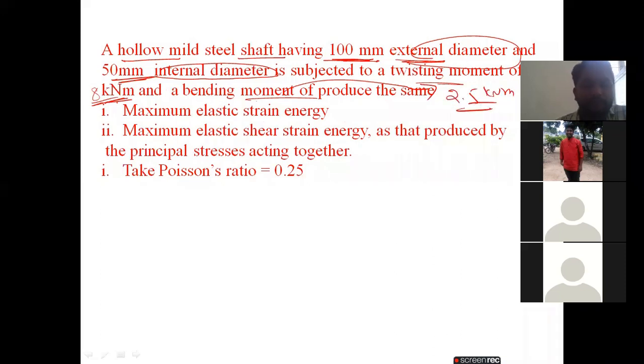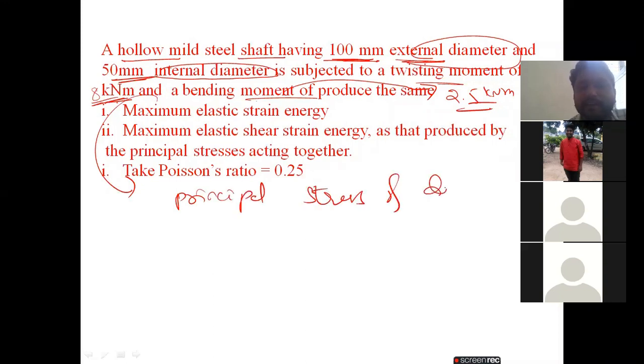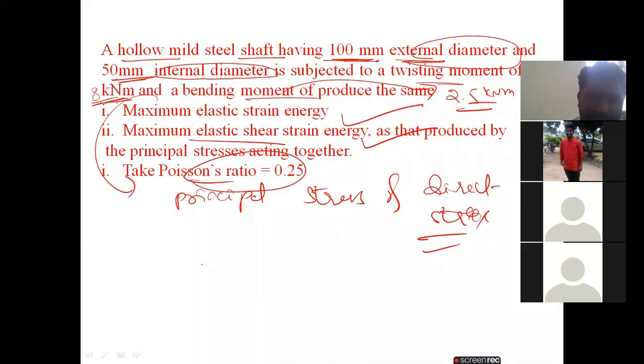Okay, produce the same. Now we have to calculate the principal stresses and find the direct stress also. In the examination they will ask you a question like this, as per the maximum elastic strain energy theory and the maximum elastic shear strain energy theory, and the Poisson's ratio they have taken is 0.25.